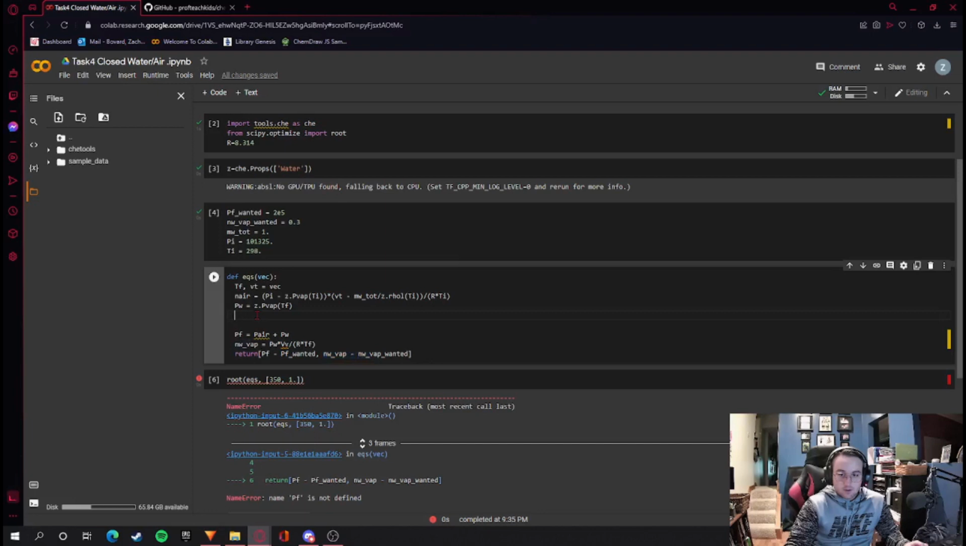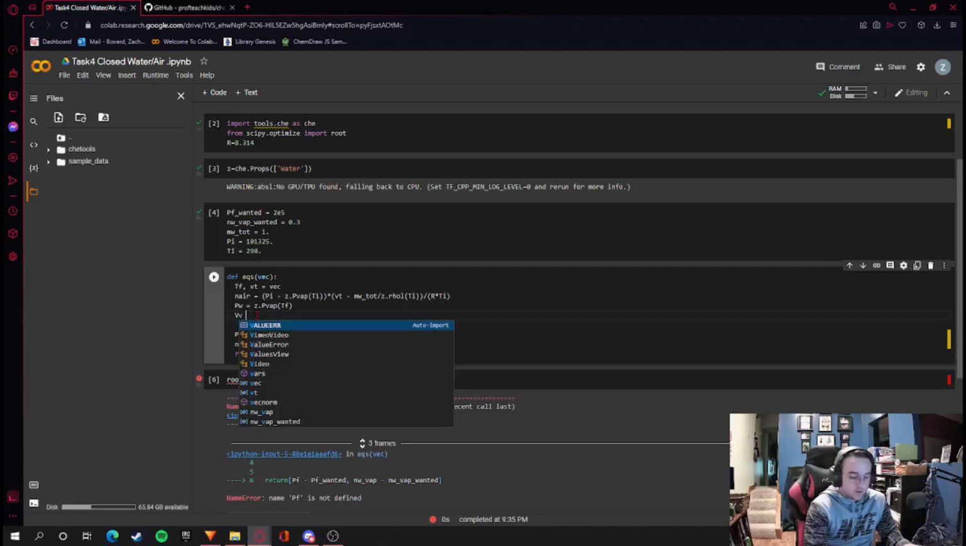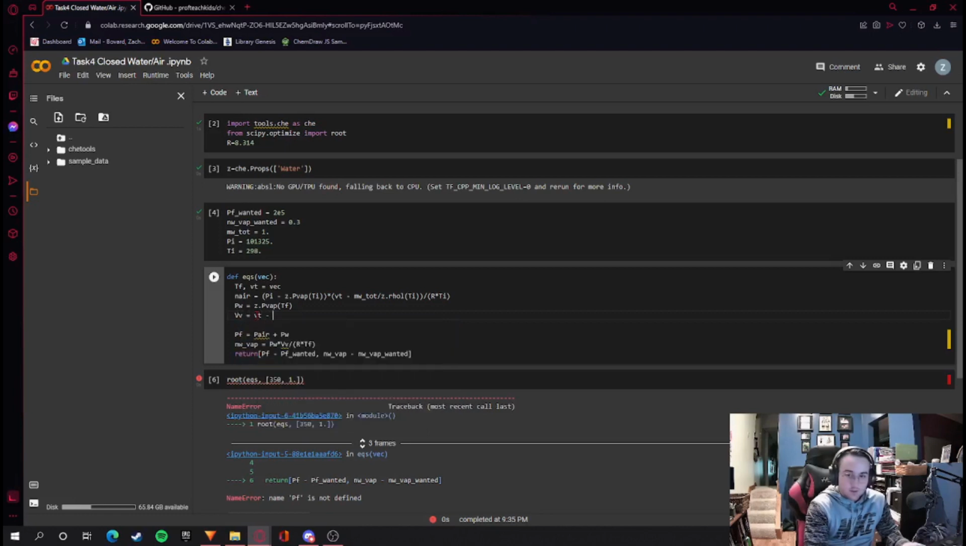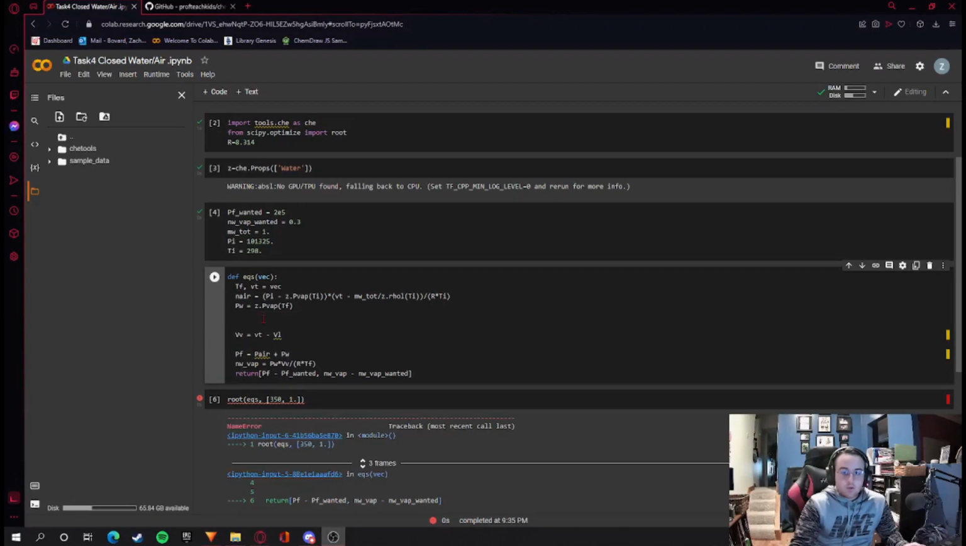Now we're going to make a relation between the total volume and the moles in the vapor phase. So we're going to start with volume in the vapor phase is equal to VT minus, we'll just call it VL, so volume in the liquid phase. We also know that the volume in the liquid phase is equal to the mass over the density. So it'll be mass of water in the liquid phase divided by, and this is also where the object comes in, the density of water at the final temperature.